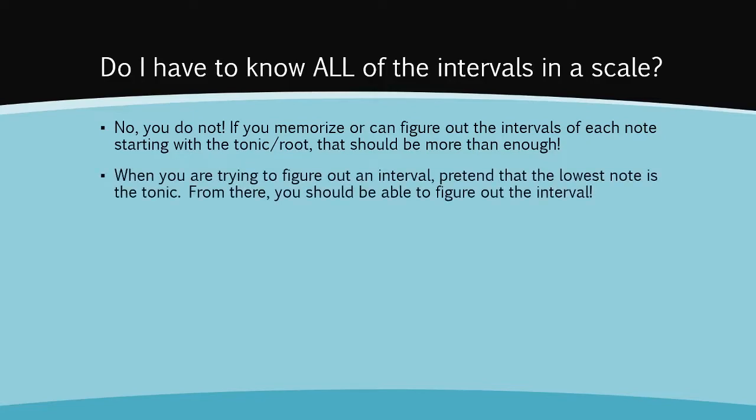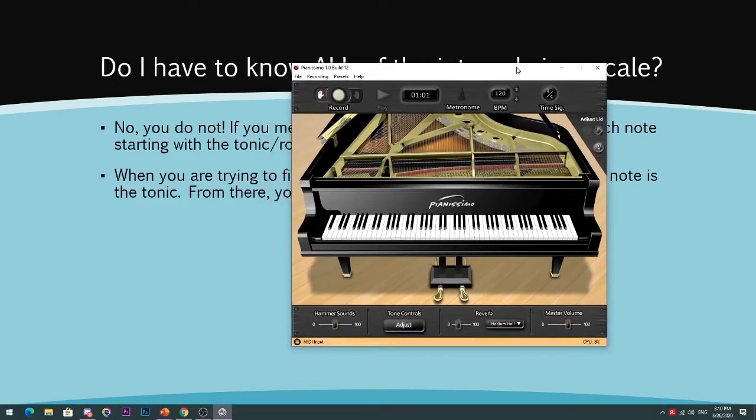So if you're trying to figure out an interval, pretend that the lowest note is the tonic. From there you should be able to figure out the interval, all right? So say we have those two sharps, the F sharp and C sharp. All right, so we have those two sharps. Now let's say I give you E to B. Okay, so we have to keep those sharps in mind, okay?